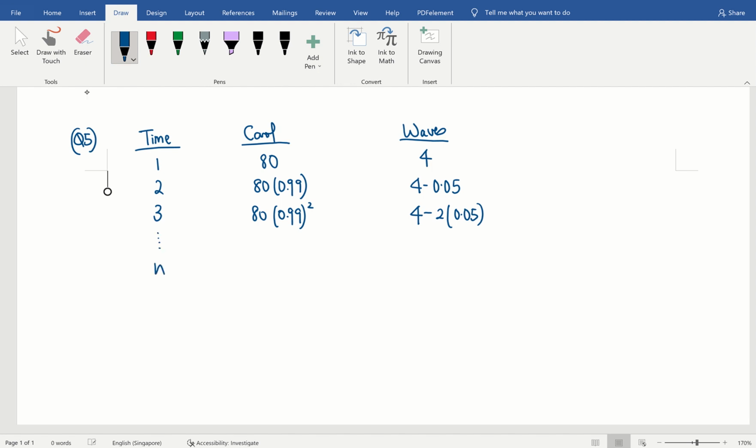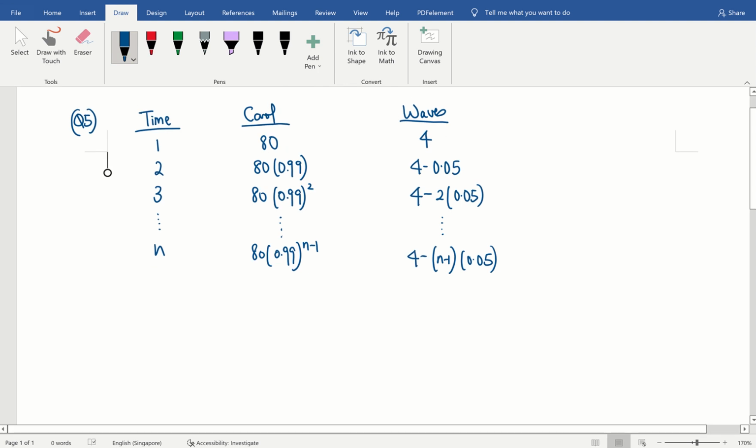Okay, then it's n here, right? Yeah. Okay, n minus 1, 4 minus n minus 1 times 0.05. Notice how clean it is if you separate them out, like Carol and then waves. Okay, not very confusing, compared to having to do it all in one column.